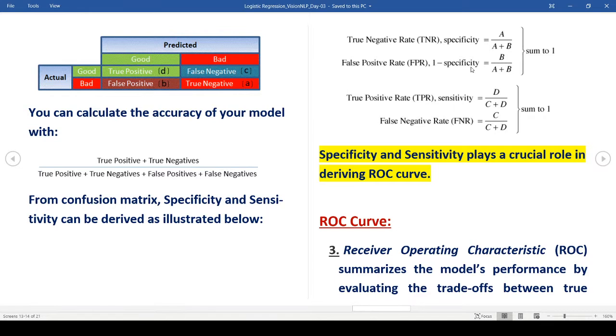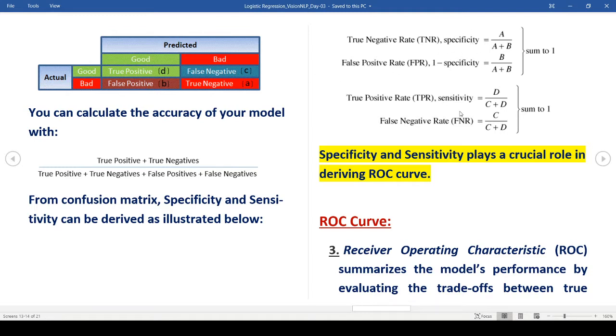Understood? Similarly, for 1 minus specificity, you can just flip it. This is also called the Bayesian theorem. So you can express specificity in terms of the false positive rate, which is just the opposite: false positive divided by true negative plus false positive. So this is all about the formula of specificity.